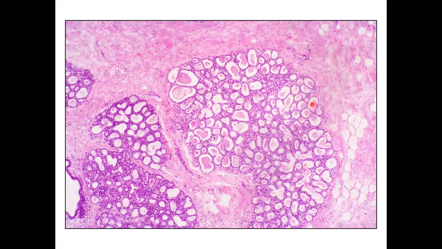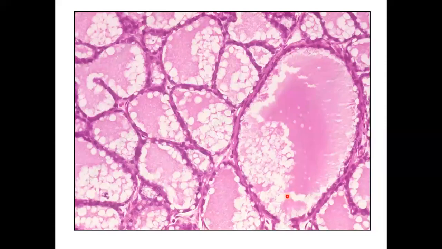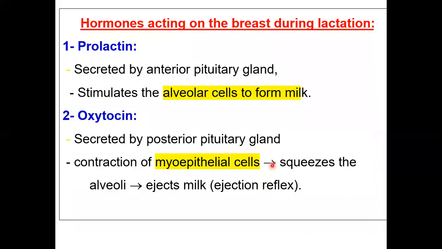The alveoli and duct system filled with milk, as you see here. Duct system and alveoli lined by epithelium and surrounded by myoepithelial cells. Look at this. This is the fat cells. Higher magnification of the mammary gland. You will find the mammary gland alveoli and the milk secretion vacuolated here.